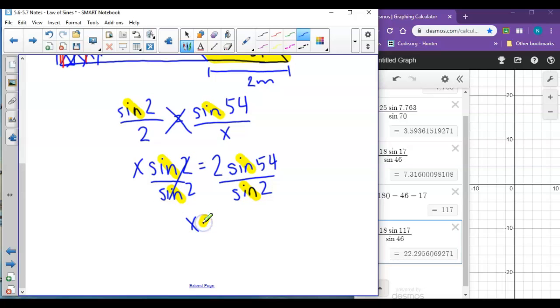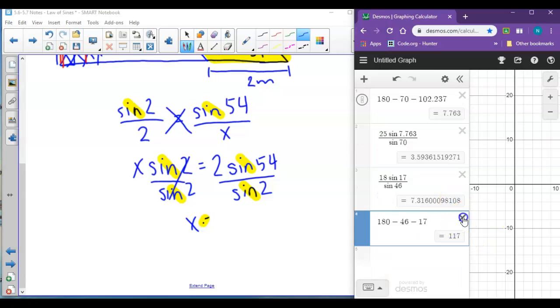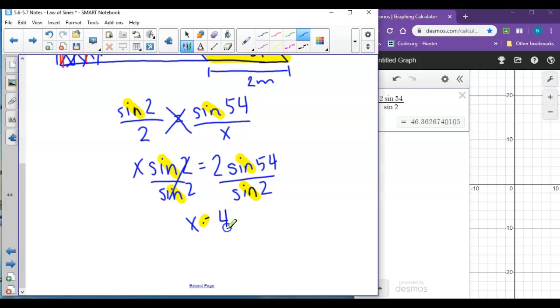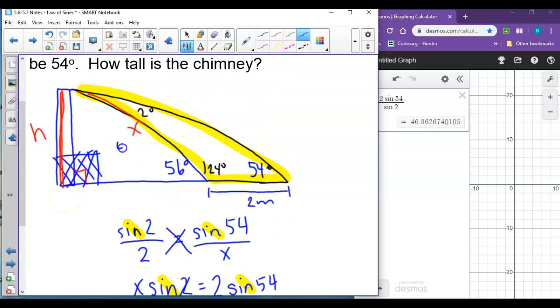And so whenever we type that into the calculator, we would have 2 sine 54 over sine 2. We're going to get 46.363. And that's meters. But that is the length of side X right here. So we know this side right here is 46.363. So that is the length of this side. We're looking for the height of the chimney. So we have got to find the height right here.